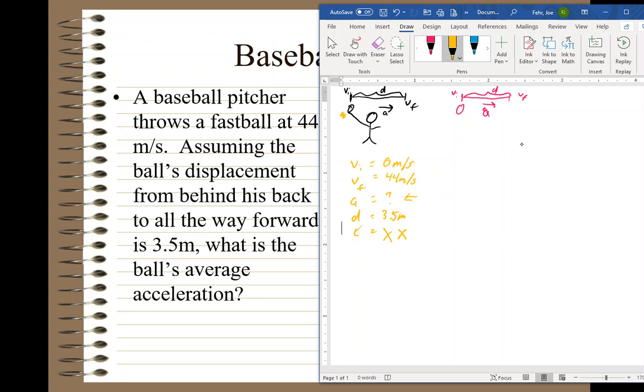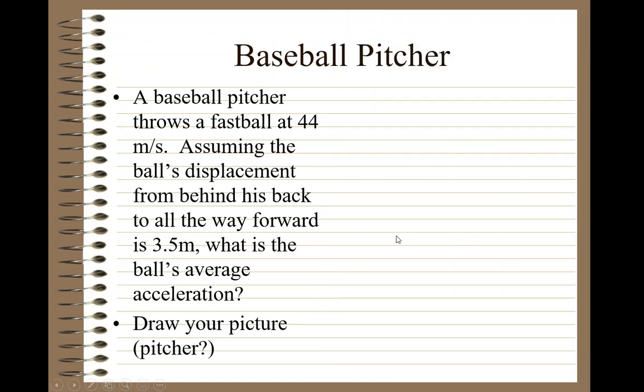Okay, and I can finish drawing out my sketch. That means I can draw a velocity time graph here, and label that my initial velocity was 0. My final velocity is some positive number. It's 44, but I don't really care. And so that means my acceleration is going to be nice and positive. Good. So I've got my list, and I already drew out my graph and my pitcher.